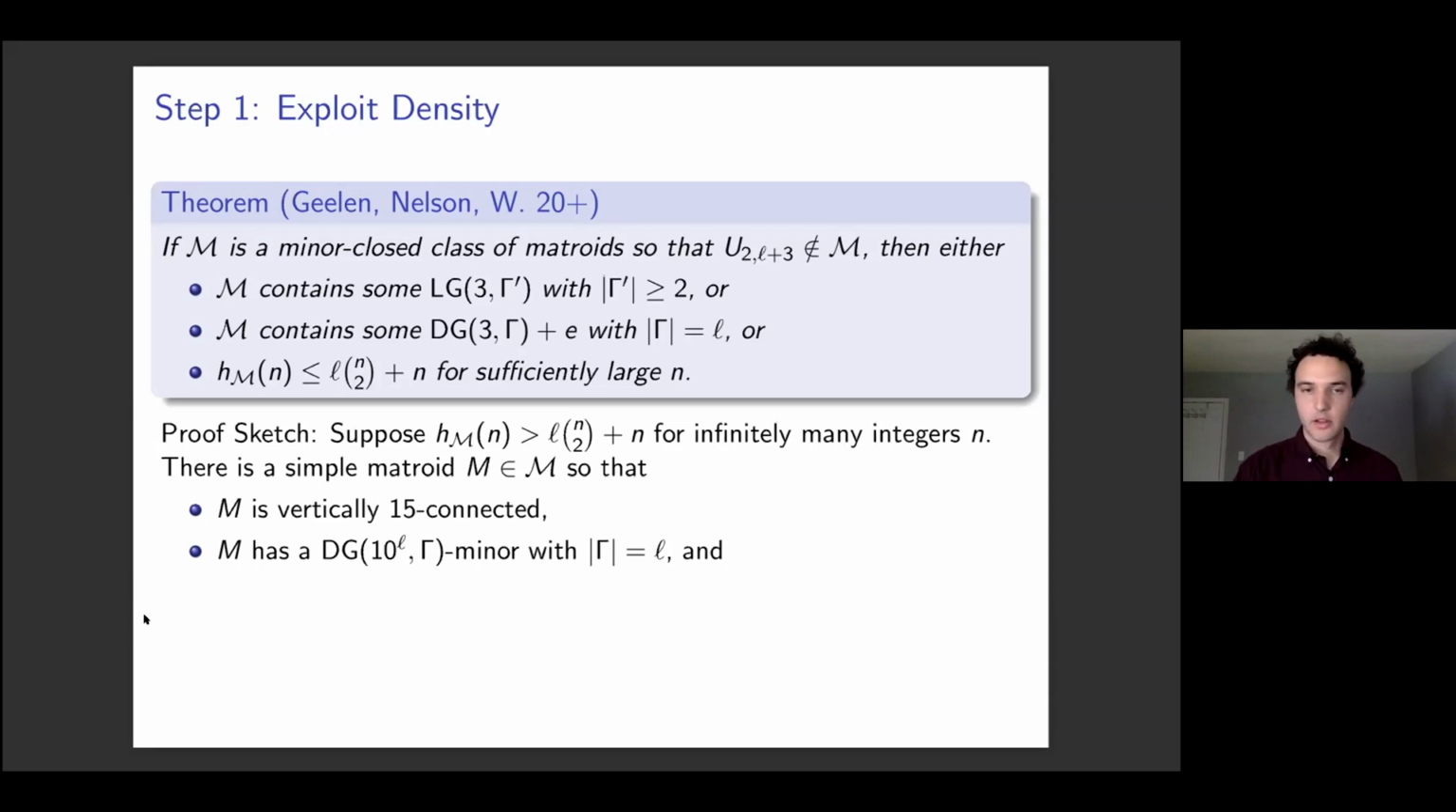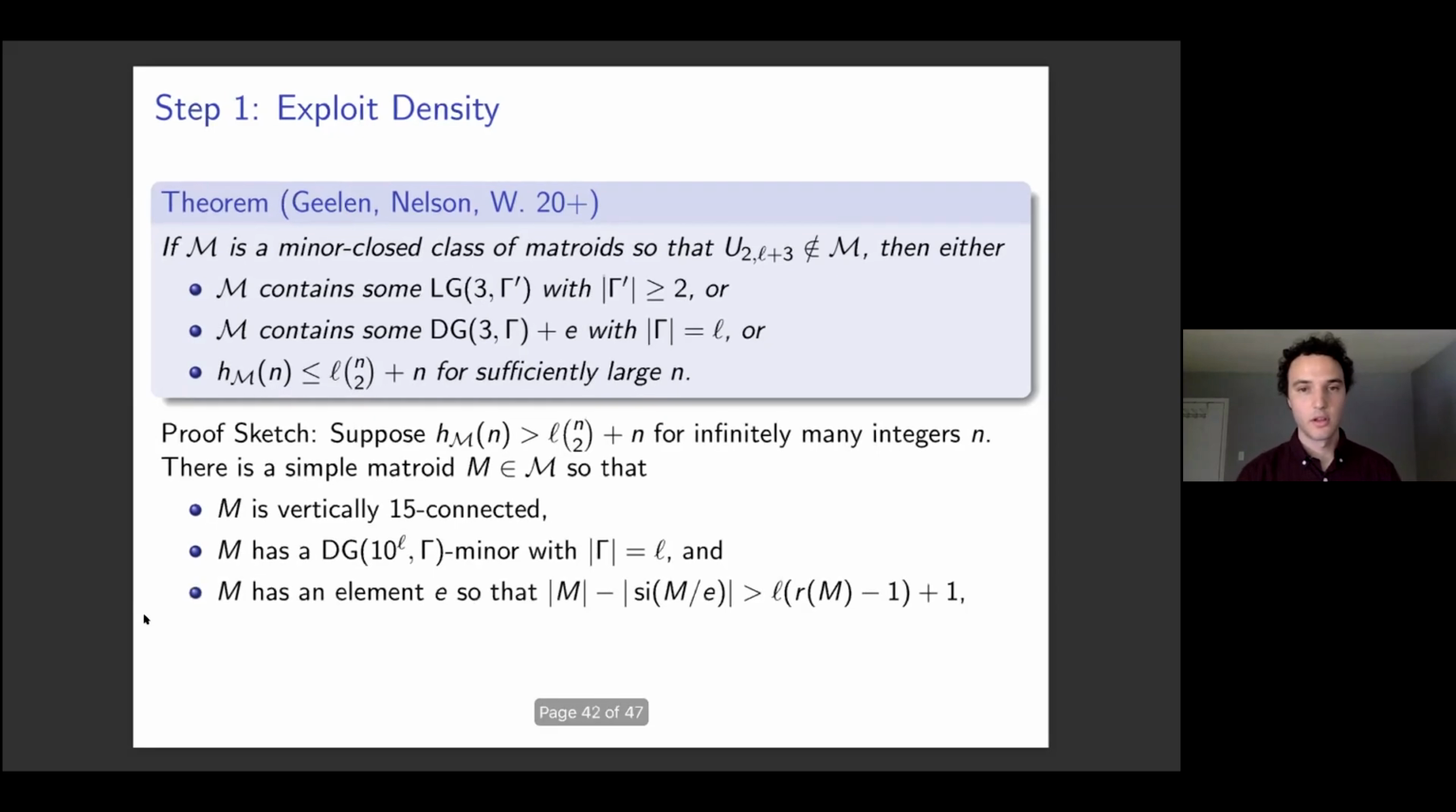Okay, and third, I have to tell you how we find this non-Dowling restriction X. First we find some element E, so that when you contract E and simplify, you lose lots of elements from your matroid M, roughly L times the rank of M.